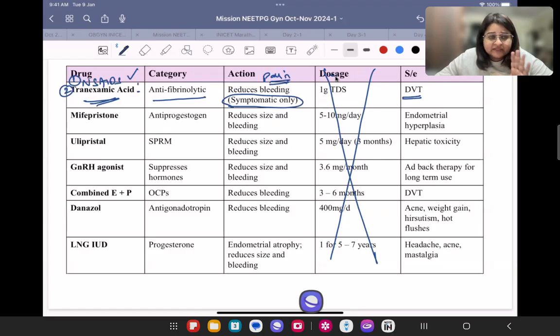Okay, so these are the first line drugs. Then you come to all the rest, which are hormonal drugs. These are the non-hormonal drugs.